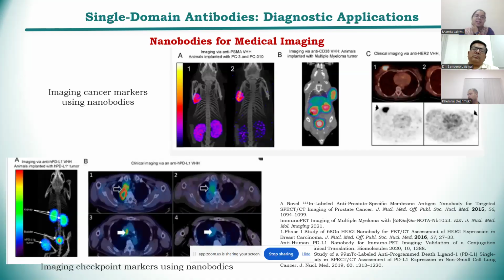Many cancer markers are used. Nanobodies are developed against many cancer markers, and in many labs using a mouse model or any other animal model, they can show that cancer can be detected. In the upper panel, prostate cancer can be detected using PSMA VHH antibodies. Using CD38 VHH nanobodies, multiple myeloma tumor can be detected. Using HER2 nanobody, breast cancer can be imaged.